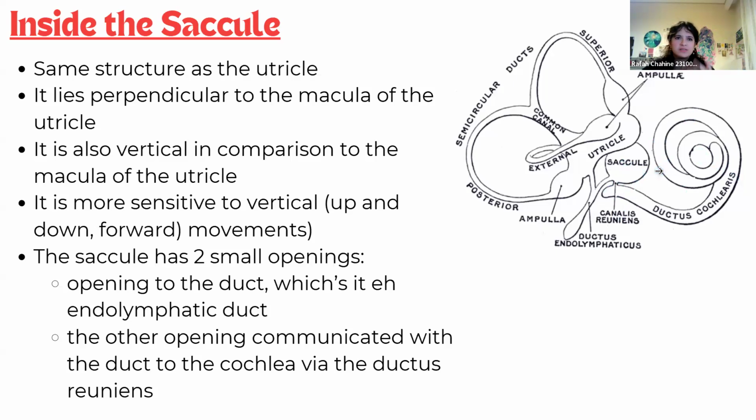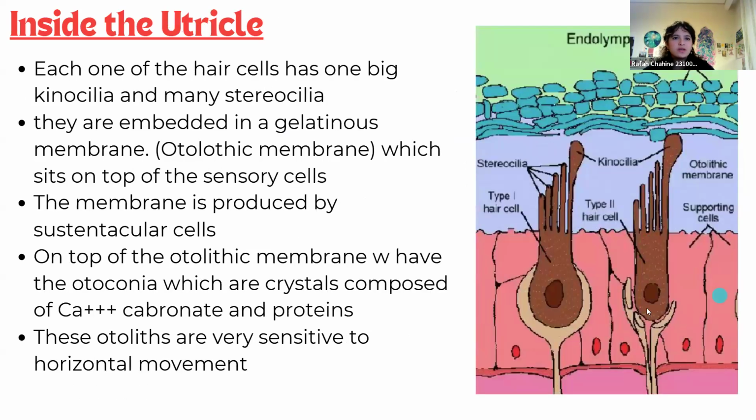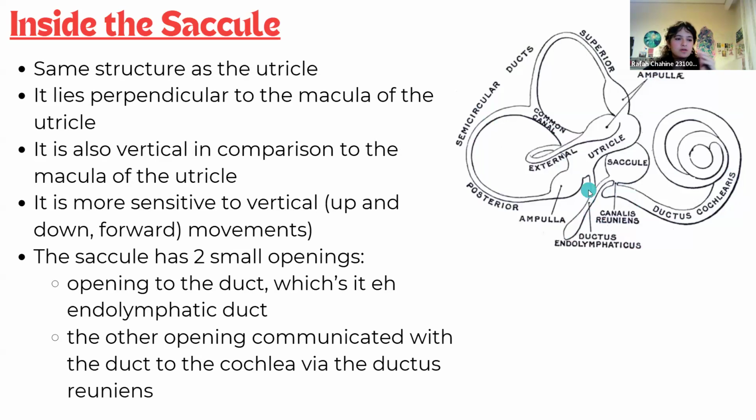Literally the same thing as the utricle: the whole otoconia, otoliths, with otolithic membrane, and the sustentacular or the supporting cells. We have type 1, type 2 hair cells. You don't really need to know the difference between them, the movements and everything. Literally the same. The difference is the saccule is vertical, the utricle is horizontal. The saccule has two other openings, which are the endolymphatic duct, which will lead to the endolymphatic sac, and the canalis reuniens, which will lead to the cochlea. And that's it for the saccule.